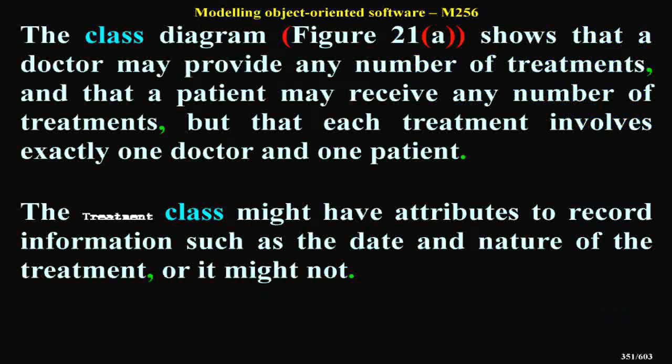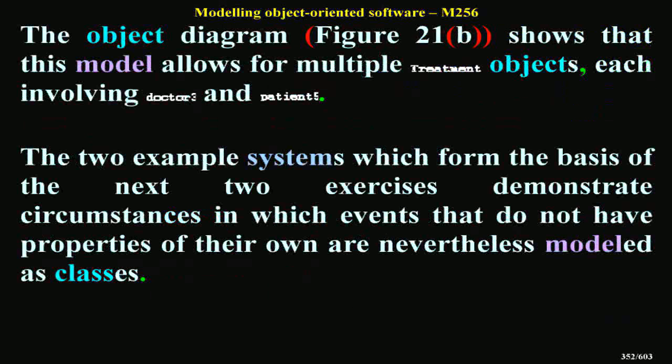The class diagram in Figure 21a shows that a doctor may provide any number of treatments, and that a patient may receive any number of treatments, but that each treatment involves exactly one doctor and one patient. The treatment class might have attributes to record information such as the date and nature of the treatment, or it might not. The object diagram in Figure 21b shows that this model allows for multiple treatment objects, each involving the same doctor and patient.